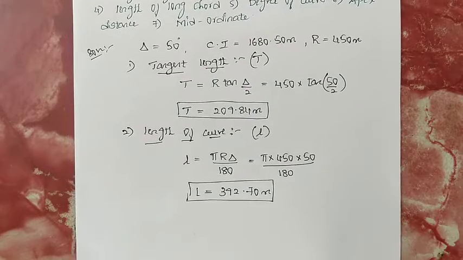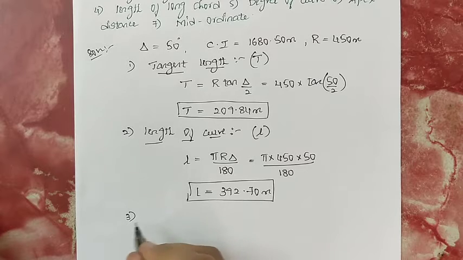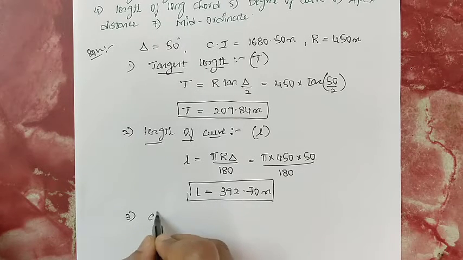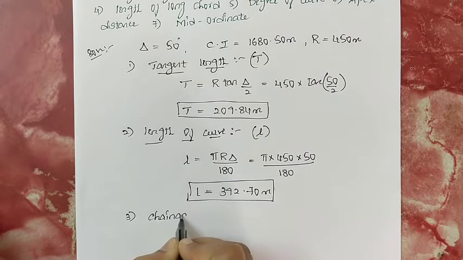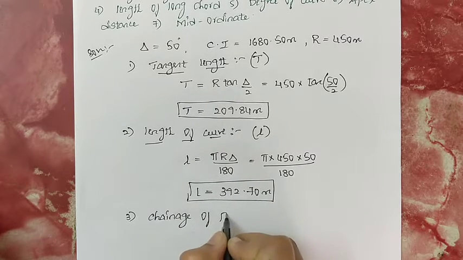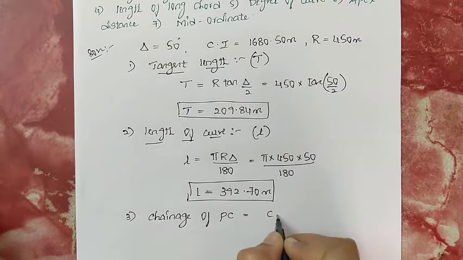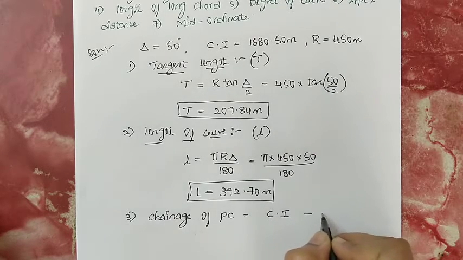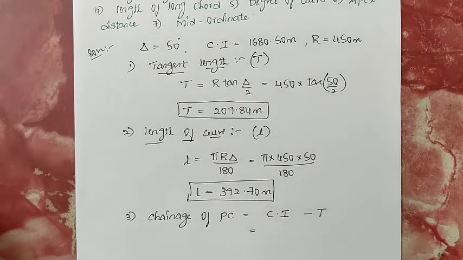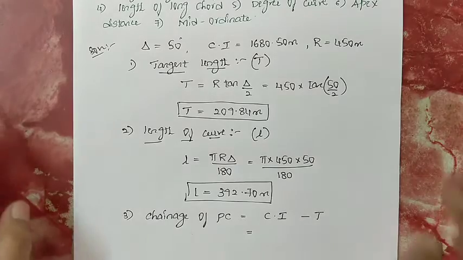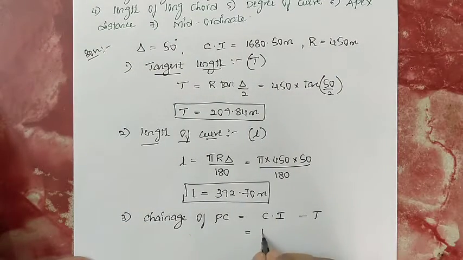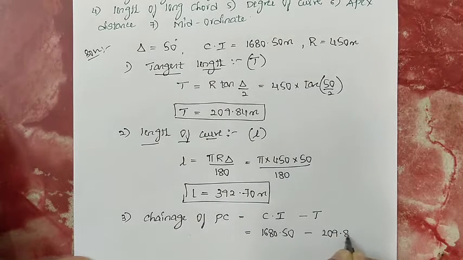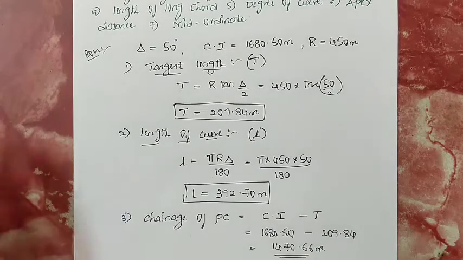Next move on to third element of a simple circular curve, that is chainage of PC and PT. Chainage of PC, that is point of curve, will be equal to chainage of intersection minus tangent length. Chainage of intersection they have given, it is 1680.50 and the tangent length is 209.84. And you will get it as 1470.66 meters. This is what? Chainage of point of curve.